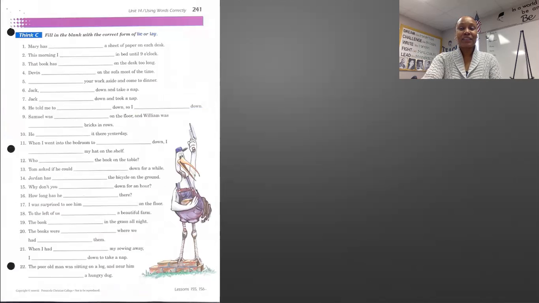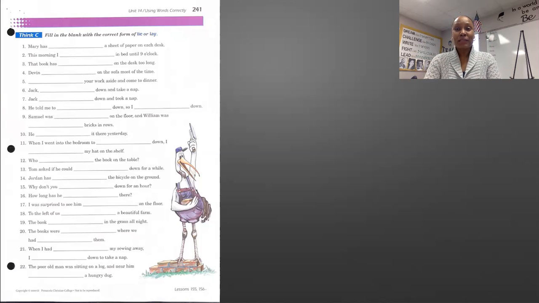All right, now what I'd like for you to do is direct your attention to Think C on page 241. We're going to do a few examples together and then you are going to complete the exercise on your own. If you look at the directions, it's asking you to fill in the blank with the correct form of lie or lay. Be careful on this one. So I'm going to read the first few for you so that you'll hear it being used properly in context. And as I said, you will finish.